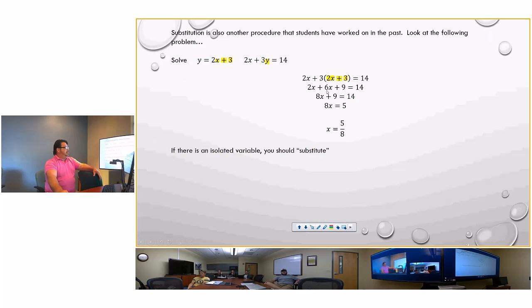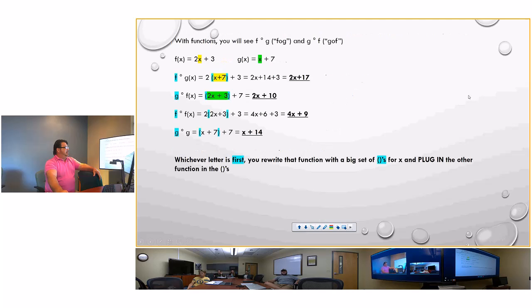Plugging and chugging, same thing. Y is equal to 2x plus 3. 2x plus 3y is equal to 14. Take the 2x plus 3, plug it in. Same thing. Here, it's going to look like this.